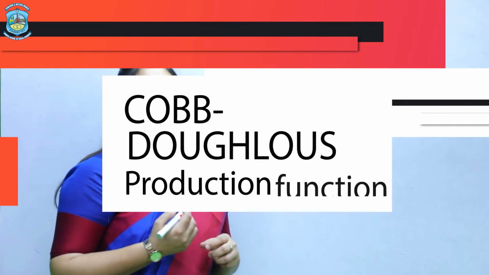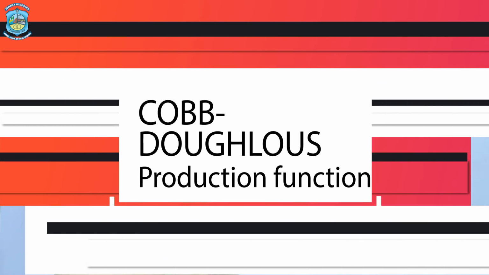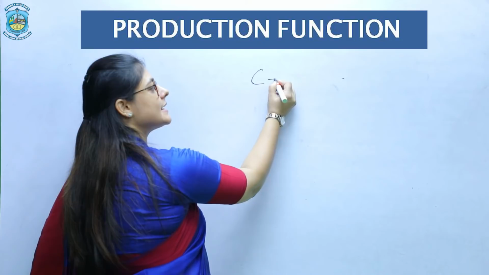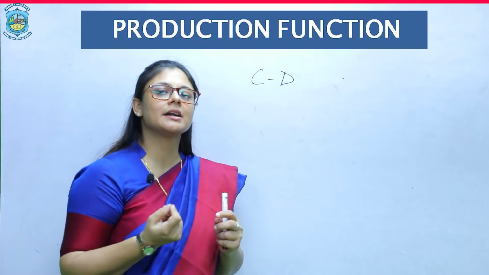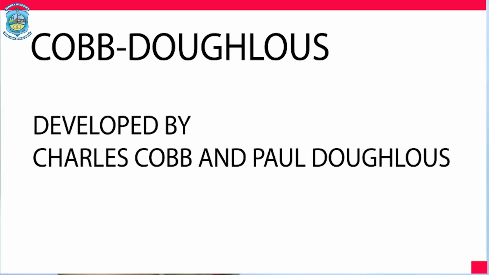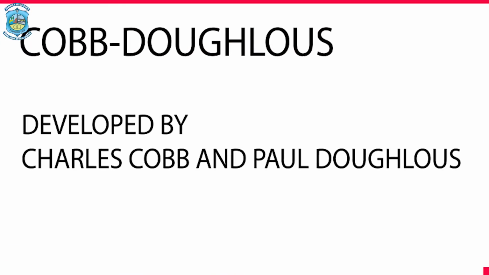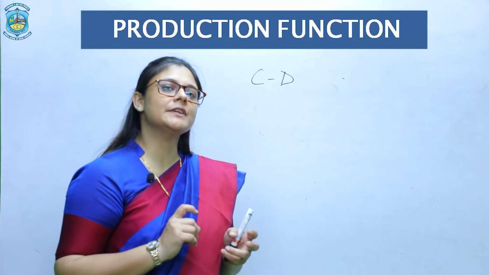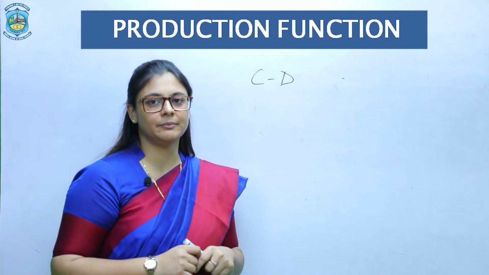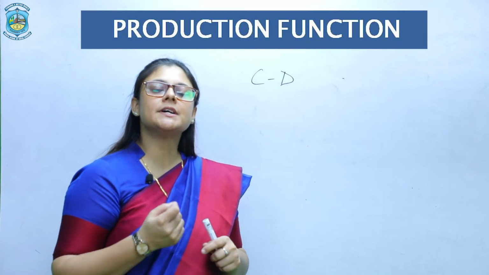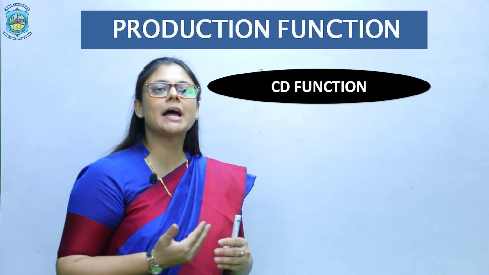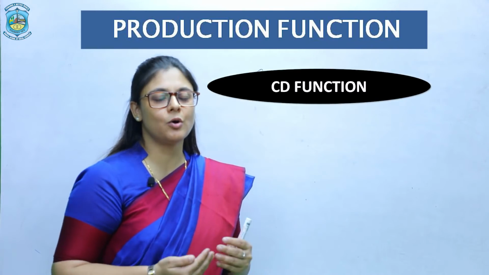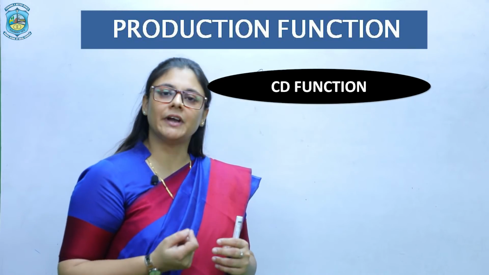Another very important type of production function is known as the Cobb-Douglas production function. We usually call this a CD production function. This is known as the Cobb-Douglas production function because it was developed by Charles Cobb and Paul Douglas between the period of 1927 and 1947. This production function was first experimented on in the American manufacturing industry, but it also can be generalized for an economy as a whole or any one particular sector of any economy.